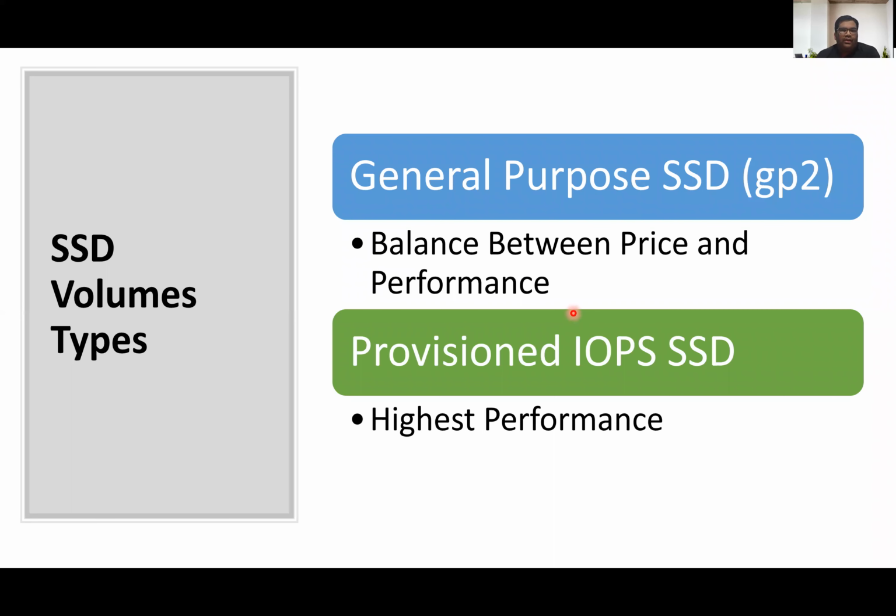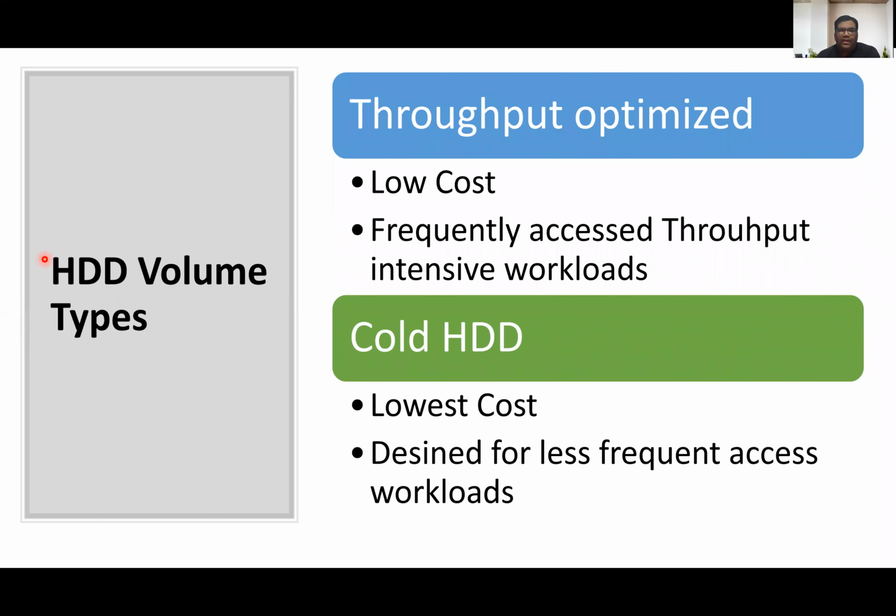For HDD volume types, you have again two types, throughput optimized and cold HDD. Throughput optimized is low cost. HDD volumes are always low cost compared to SSD. Within HDD volume types, throughput optimized is low cost and cold HDD is the lowest of all. Throughput optimized is used for what? Frequently accessed, throughput intensive workloads. And cold HDD is designed for less frequently accessed workloads.